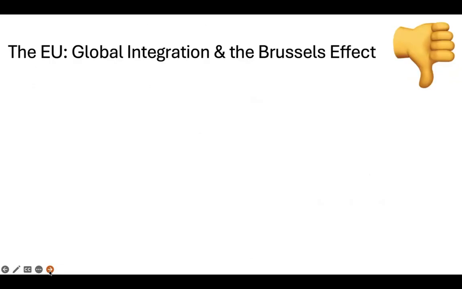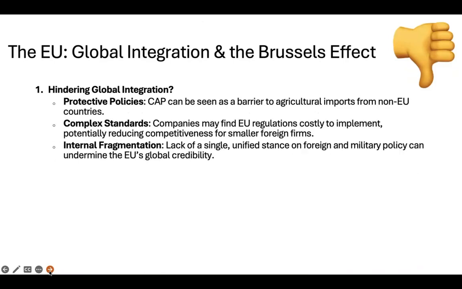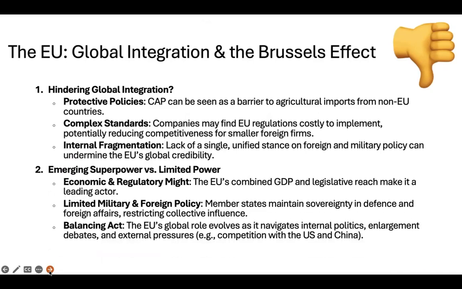However, critics could argue that it can actually do the opposite and hinder global integration through its protective measures, like the CAP, for instance, which makes it harder, as we've said before, for non-EU agricultural producers to compete. And likewise, some of the complexity of EU standards could be seen as an entry barrier for smaller businesses. And while we may be economically mighty here in the EU, we're not a traditional superpower. We do lack a unified military or foreign policy, and that leads to debates about just how far we will be able to exact any kind of global governance.